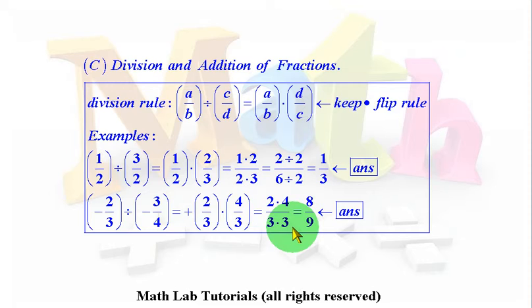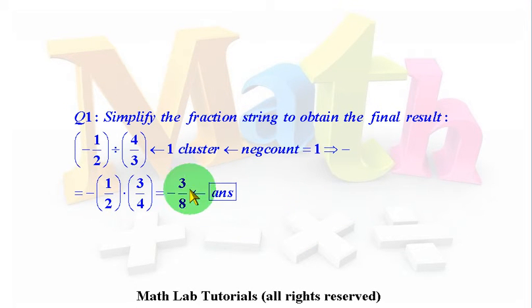So let's go on to the next slide, and let's do another question over here, Q1. And we have -1 over 2 divided by 4 over 3. Again, this is a division symbol between the fractions, so we declare this to be a 1 cluster, and we can do a neg count. The neg count is 1, and 1 is odd, so the result is negative. See, we identify 1 cluster, the neg count is 1. That implies, this is called the implication symbol, implies that the result is negative.